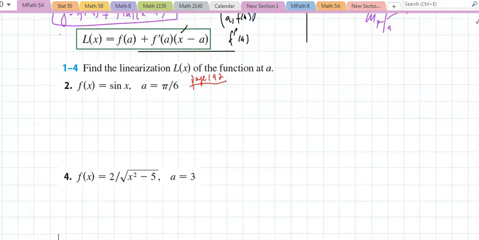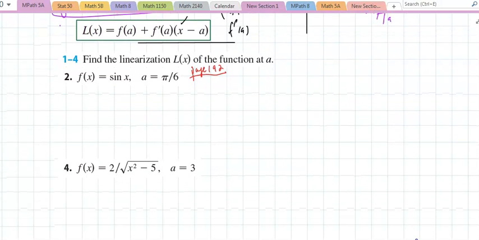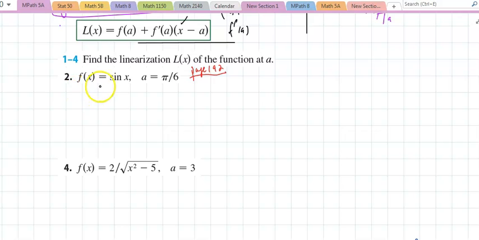So I'm looking at page 192, number 2. I have y equal f of x. Okay, well, that's a trig function, at x equal pi over 6. If I plug pi over 6 in, the sine of pi over 6 is 1/2. Find the linearization. Basically, I want to find y minus y1 equal m into x minus x1.